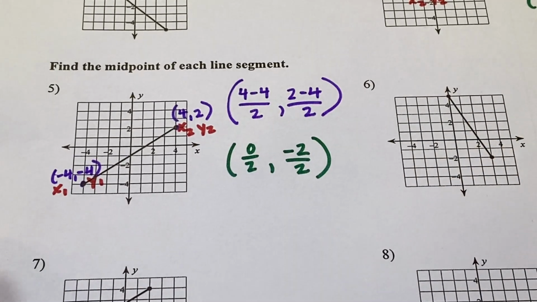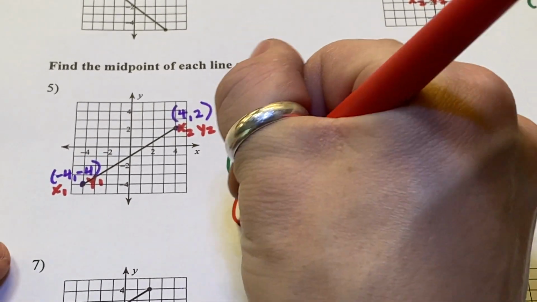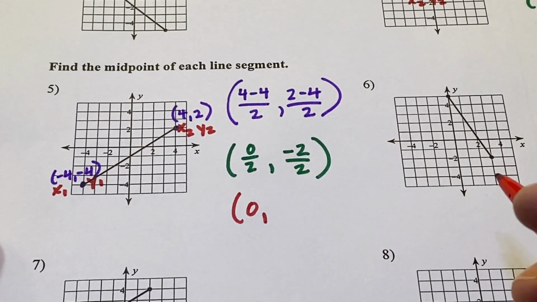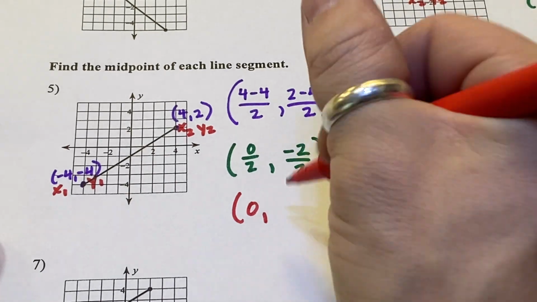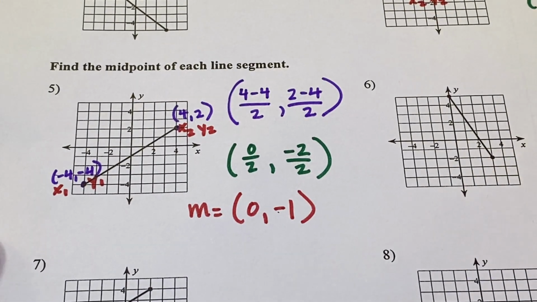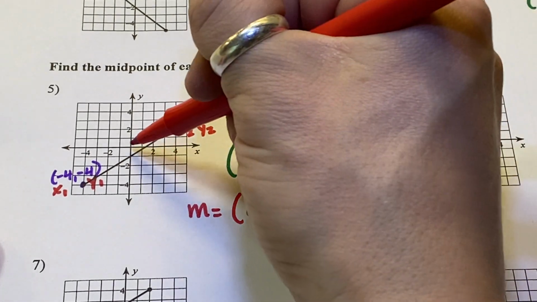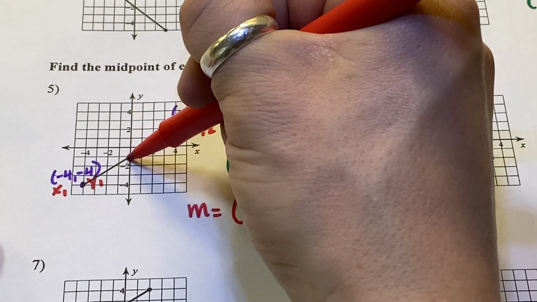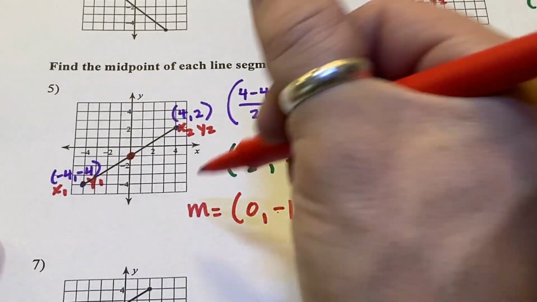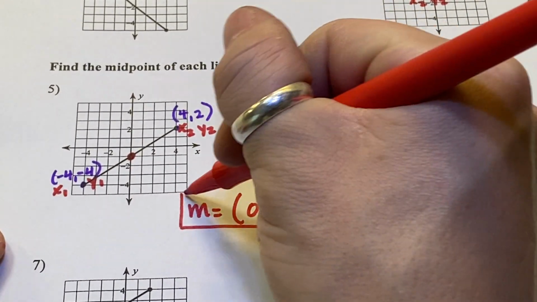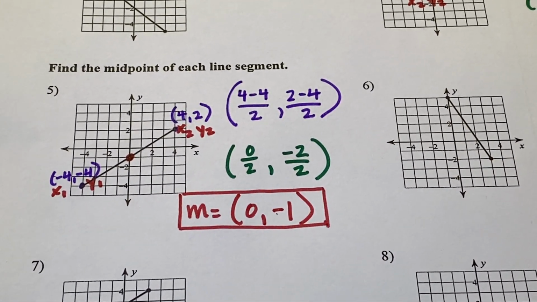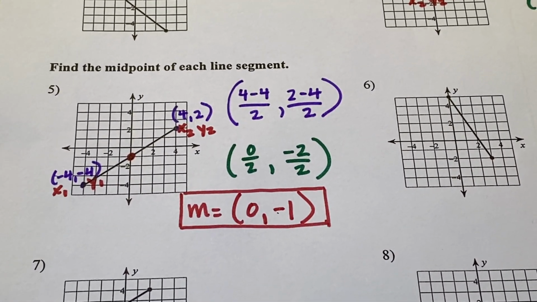What's 0 divided by anything? 0. What is -2 divided by +2? -1. And there we go. There is our midpoint, which we could put on the graph if we wanted to. 0, -1. That is the point that is exactly in between those 2 points. Midpoint 0, comma, -1. Booyah.